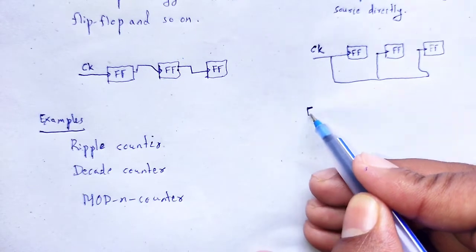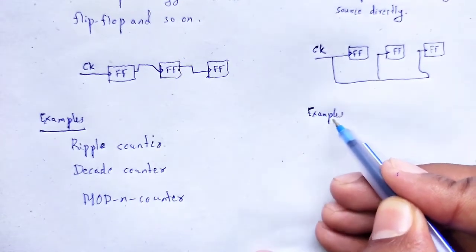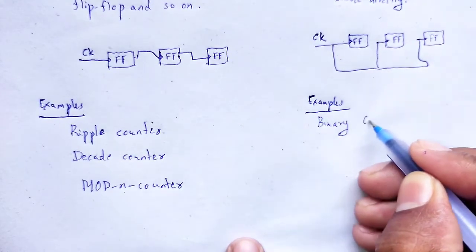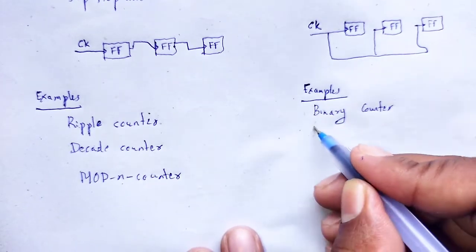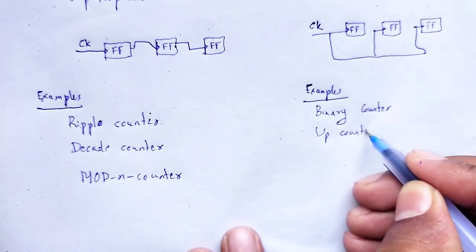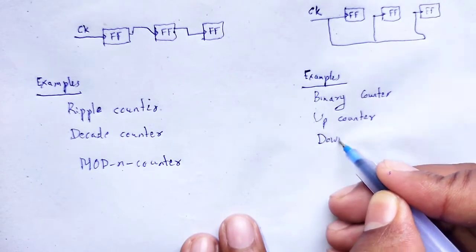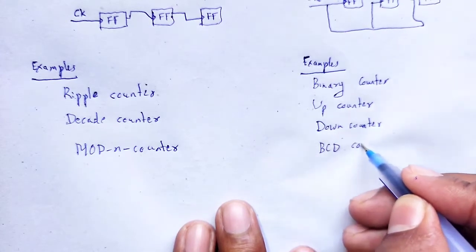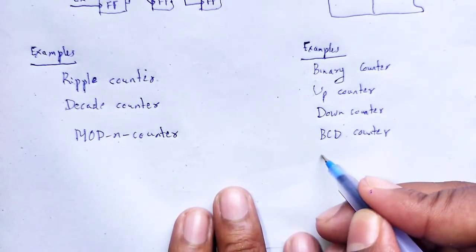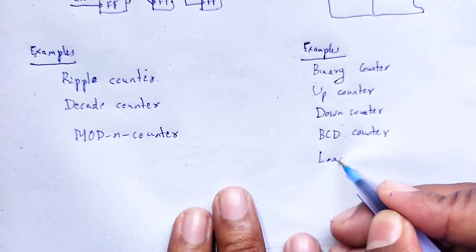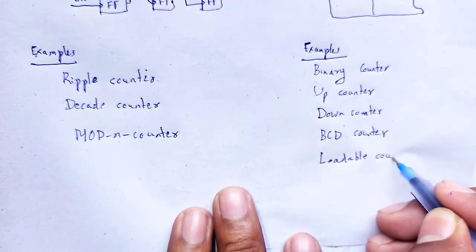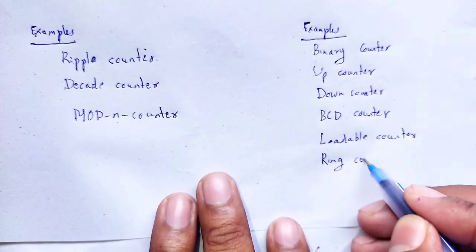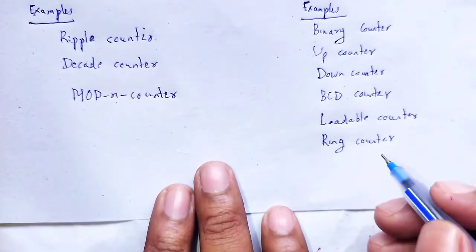Similarly, some examples of synchronous counters are binary counter, up counter, down counter, BCD counter, loadable counter, ring counter, Johnson counter.